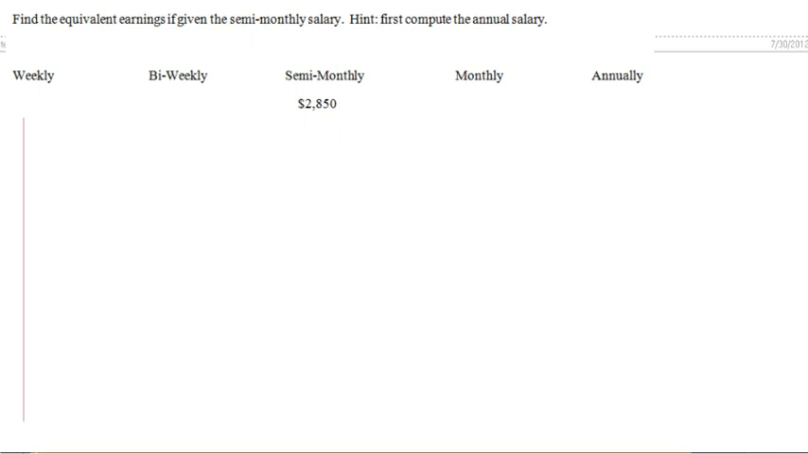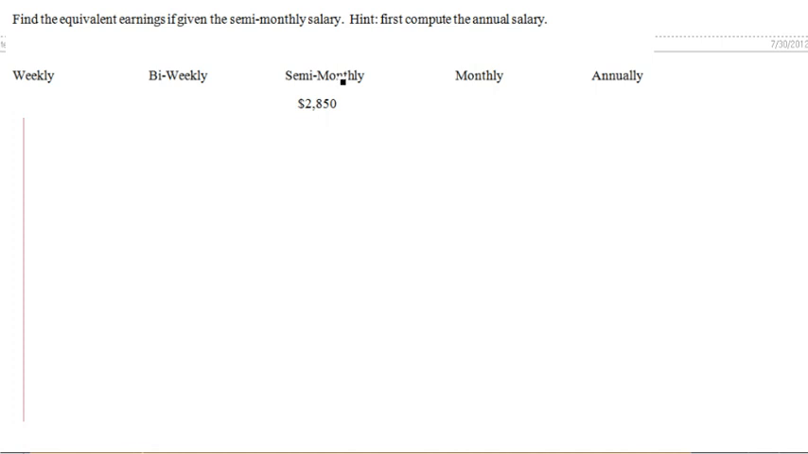In this lesson, we will demonstrate how to find the equivalent earnings if given the semi-monthly salary. In order to successfully complete this type of problem, we always want to first compute or find the annual salary. So if we're given the semi-monthly salary, the first thing we'd want to do is compute the annual salary. If we were given the biweekly salary, we would again first compute the annual salary, and then we would go and compute the other equivalent earnings depending upon the different manner or frequency in which we're being paid.